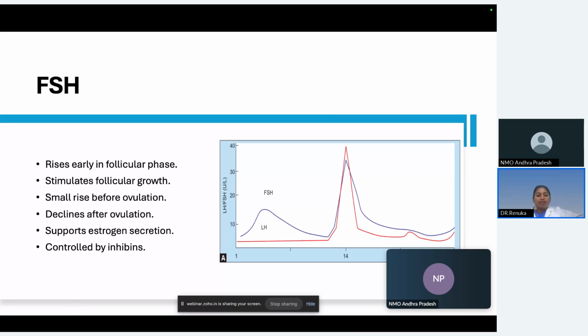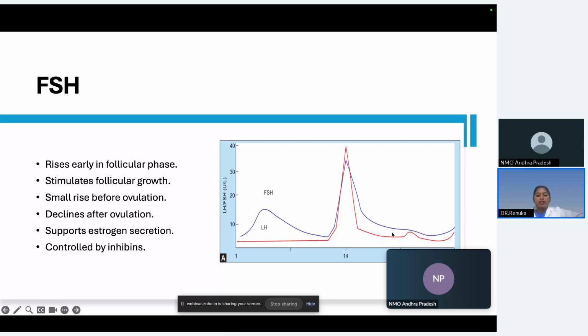Next, FSH. You can see a small peak of FSH in the follicular phase. It rises early in the follicular phase and stimulates the follicular growth. It rises again during ovulation, but not like the LH surge. LH is too much; FSH rises just a little bit during the ovulation. After ovulation, again it goes down, and it is low in the luteal phase. Only during the ovulation does it have a peak.